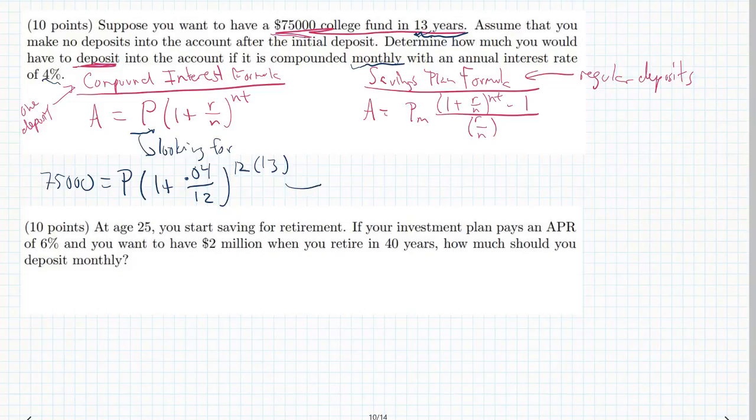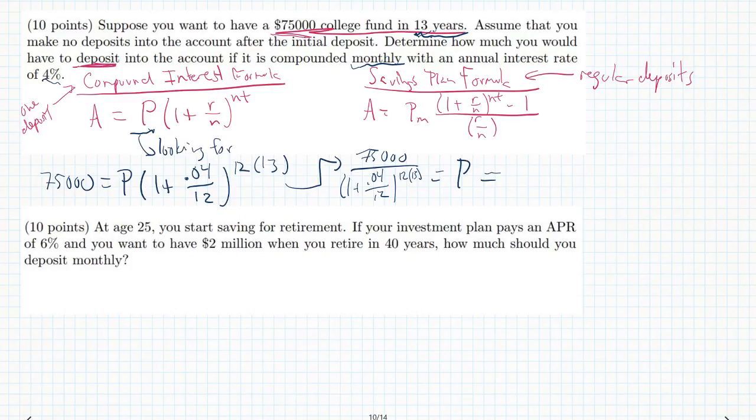Okay. So now, if we want to solve for this thing, you divide by whatever this number is. You can get that number ahead of time if you want, but at the end of the day, you're just doing this: 75,000 divided by (1 plus 0.04 divided by 12) raised to the 12 times 13. Just make sure the whole denominator is in parentheses. That's going to be your P value. And so, how much do we have to invest in order to do this? Well, let's figure that out.